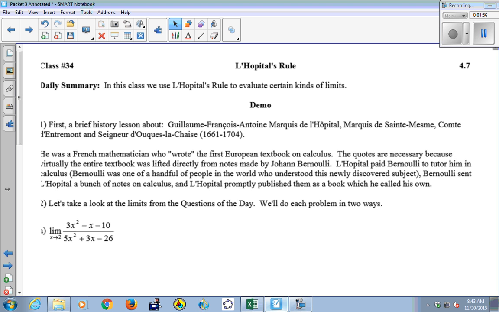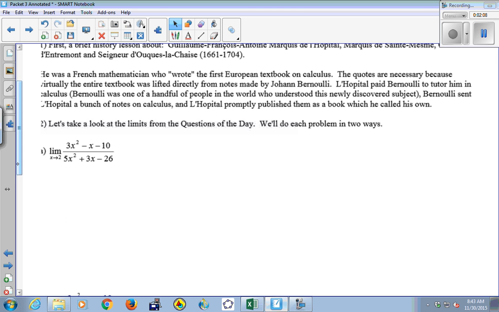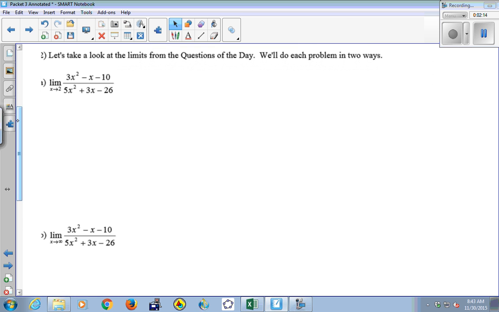L'Hopital is his name. Yes, it is the French word for hospital, but it's his name. His name lives on famously for L'Hopital's rule, but I just wanted to point out that it's really not his rule.